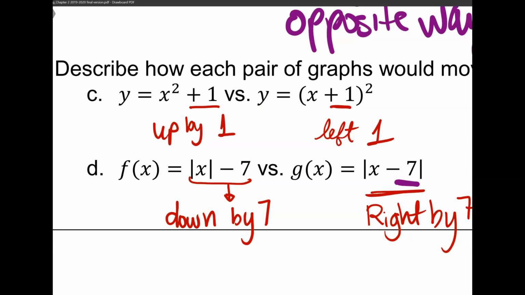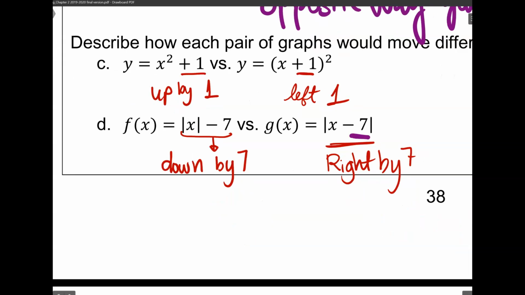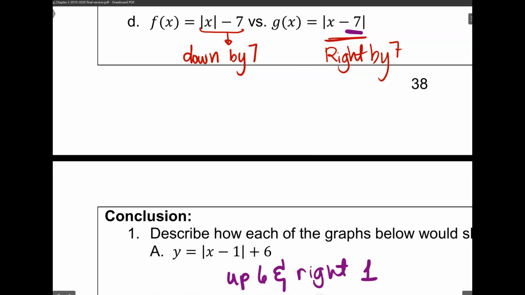So what I'm really wanting you to see is, if I have something on the outside versus inside the parentheses, the number being subtracted outside the absolute value versus being inside the absolute value. If it's inside the parentheses, inside the absolute value, it's a horizontal shift. If it's outside and you're adding or subtracting, it's going to be vertical. Okay.